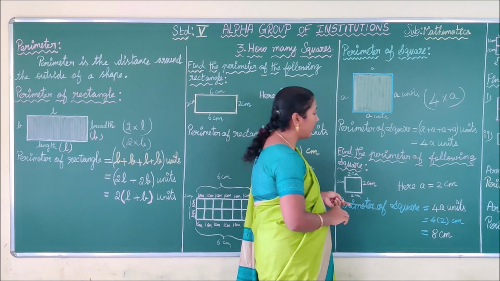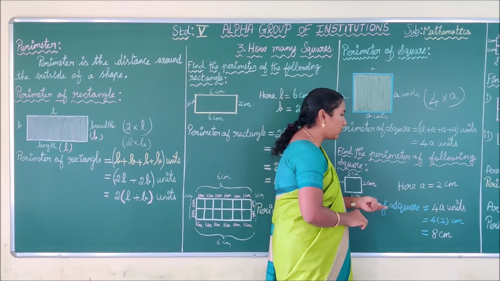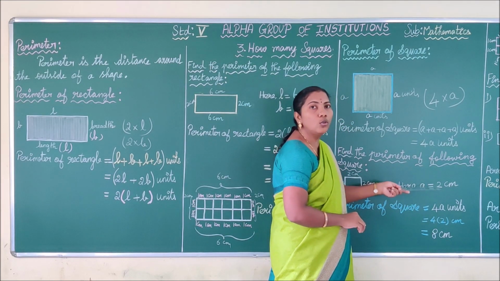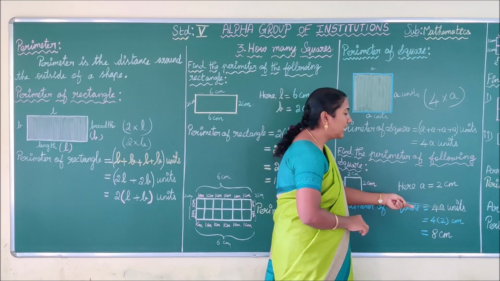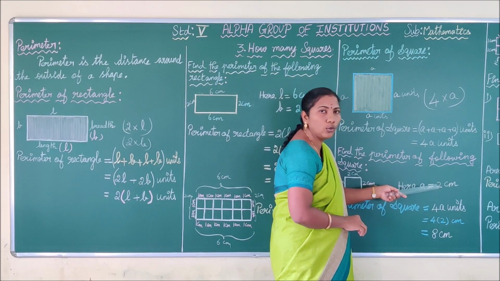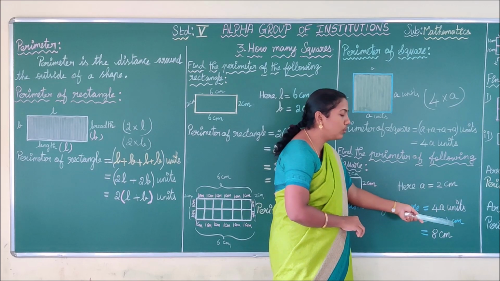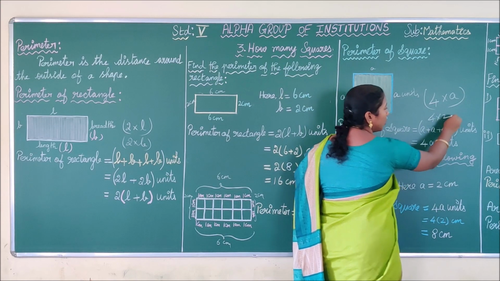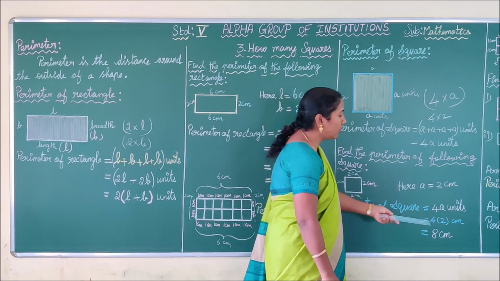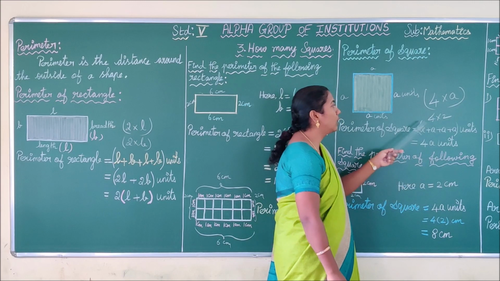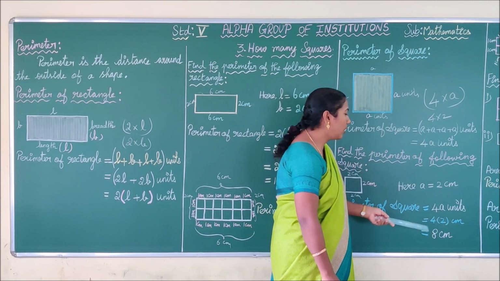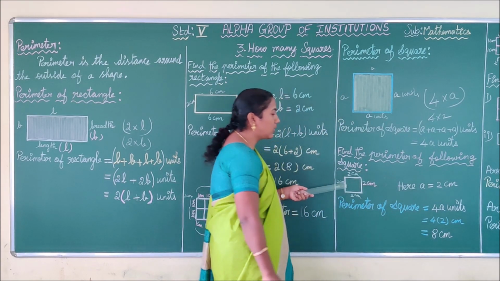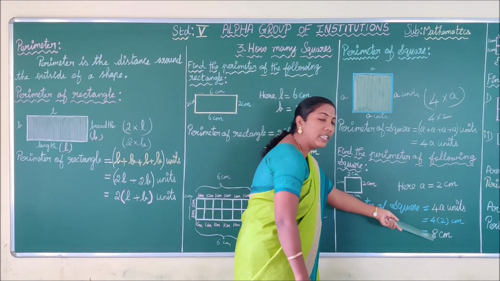What is the formula for the perimeter of a square? Perimeter of square equal to 4a units. Here what is the value of a? 2 centimeters. So instead of a we are substituting 2, that is 4 into 2 centimeter. In this step you can also write it as 4 into 2, children. Both are correct. You can also write 4 within the bracket 2. So what is the answer? 4 into 2, 8 centimeter. Thus for the given square we have calculated the perimeter as 8 centimeter.